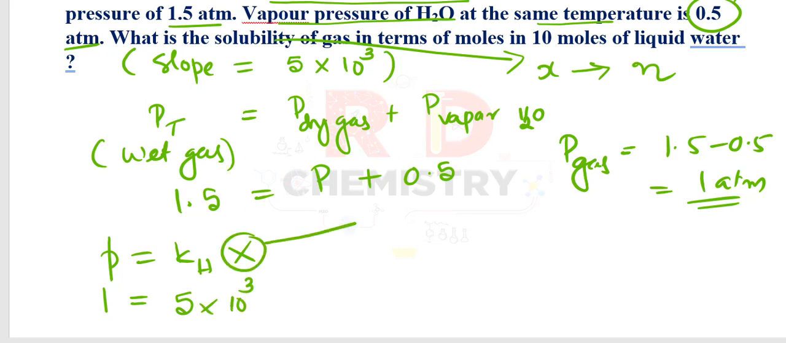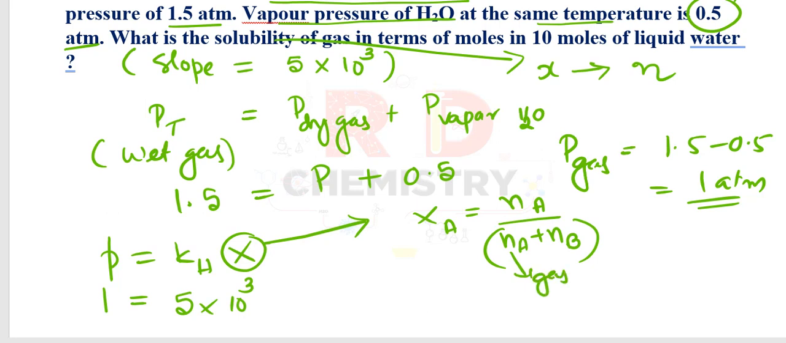And how do you calculate X, the mole fraction of the gas? Mole fraction of any substance is equal to the number of moles of substance A divided by the number of moles of substance A plus the number of moles of the other substance B in the mixture. Now this is a gas. Solubility of the gas is very less. Now if I take Na plus Nb, Na stands for the gas, and Nb for the liquid water.